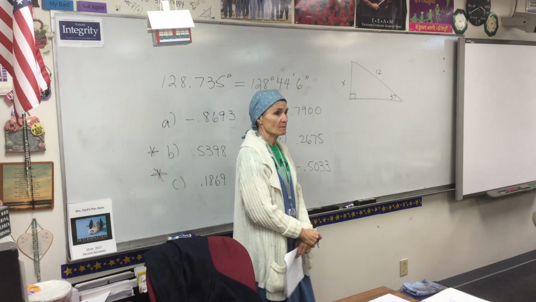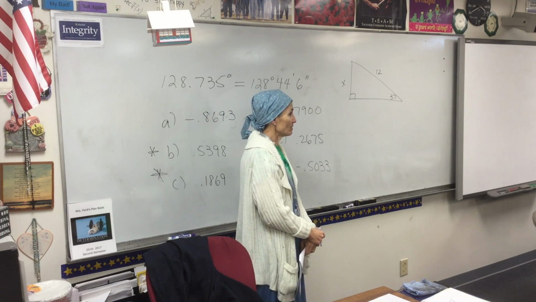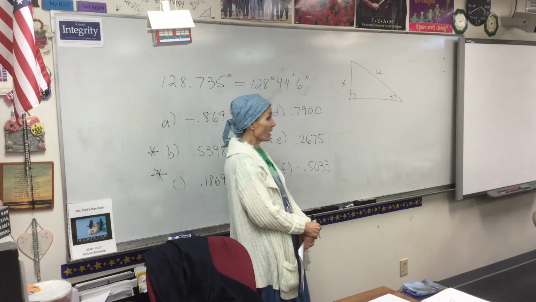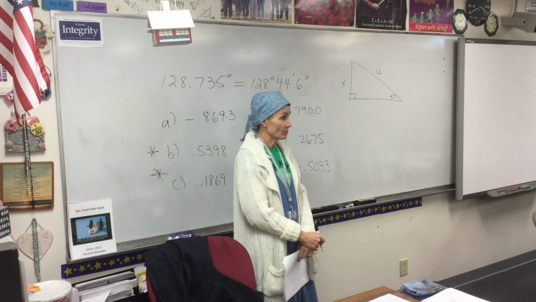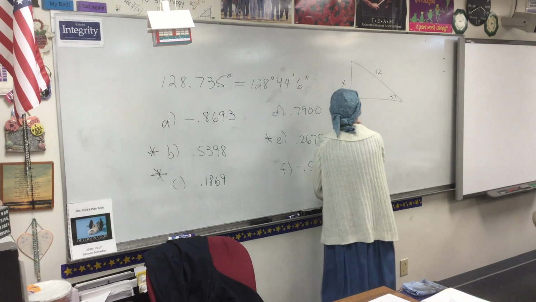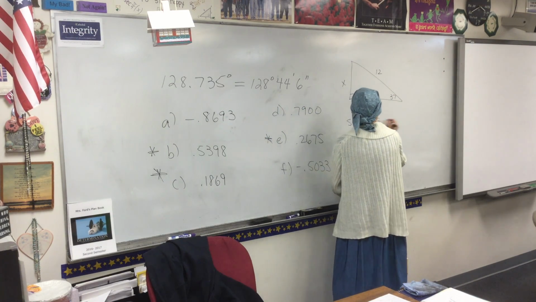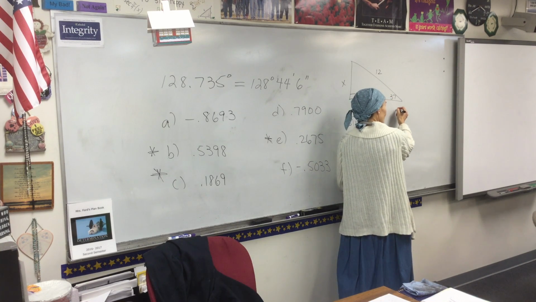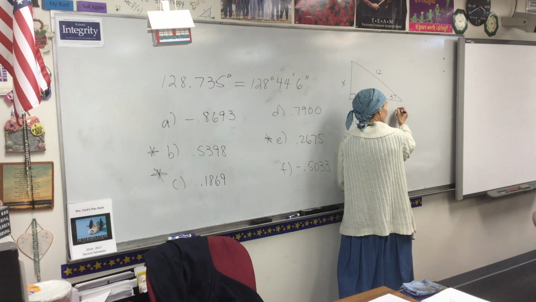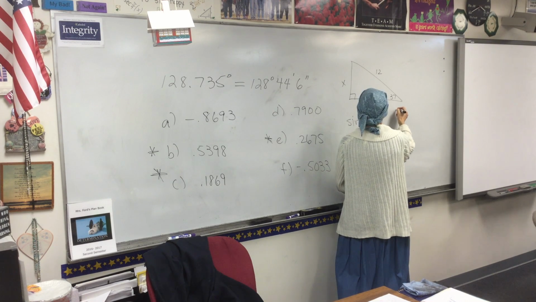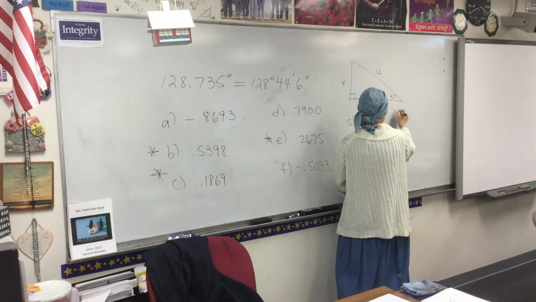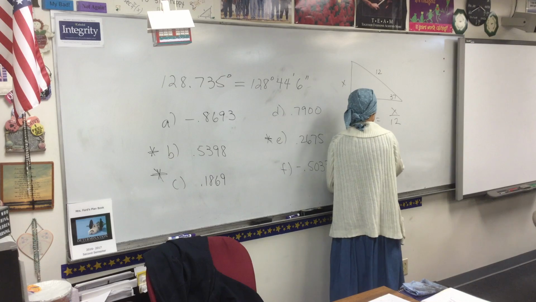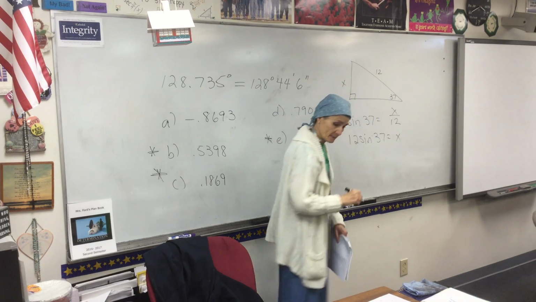So what do we do when we see this picture? Matthew? We write an equation, and we're going to use sine, cosine, or tangent. And this is sine. So sine 37 equals x over 12. And then you multiplied both sides by 12, and you typed it in.